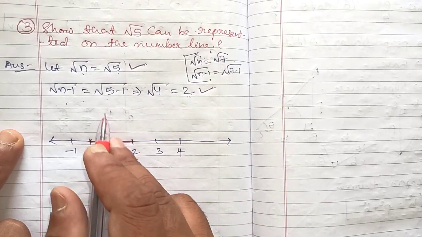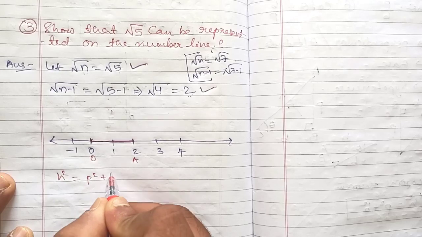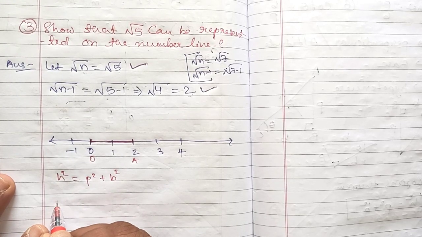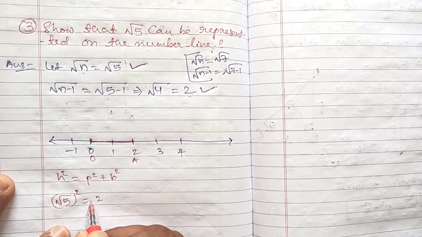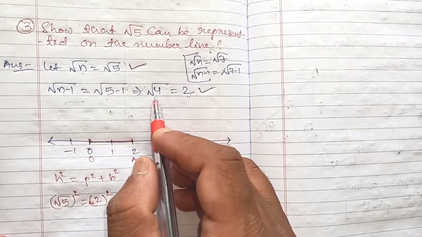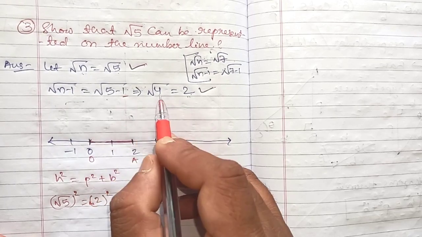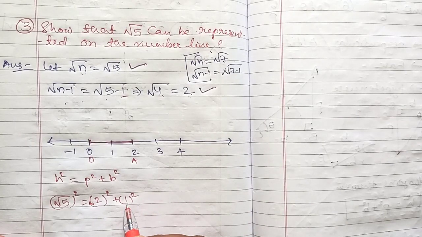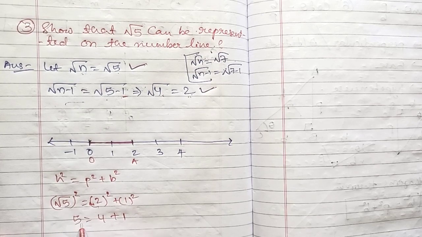We will use the Pythagoras theorem: h square equals p square plus b square. What is h? H is root 5, squared. P is 2, squared. I will take 1 squared because 2 squared is 4. Which number have we subtracted? 1 we have subtracted from 5, and we got 4. That's why I am taking 1. So 2 squared is 4, 1 squared is 1, and root 5 squared is 5.